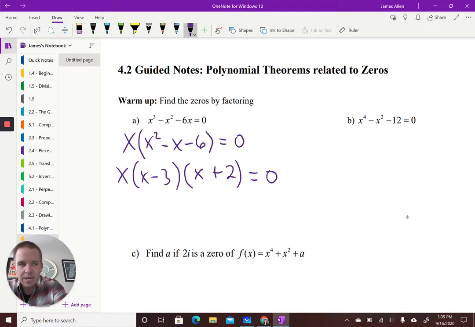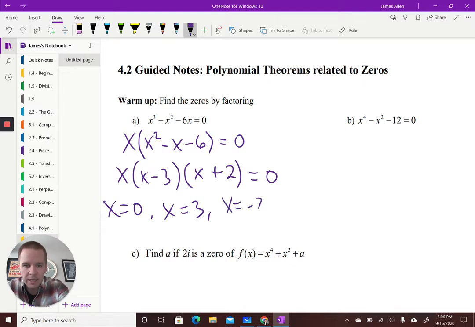So I'm going to get x equals 0. x equals 3 if I set x minus 3 equal to 0 and solve. And then x equals negative 2. So those are my zeros. Let's try part B here.